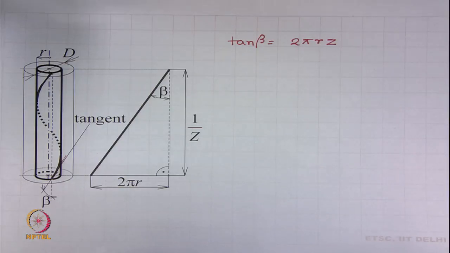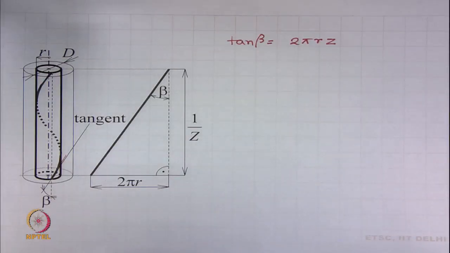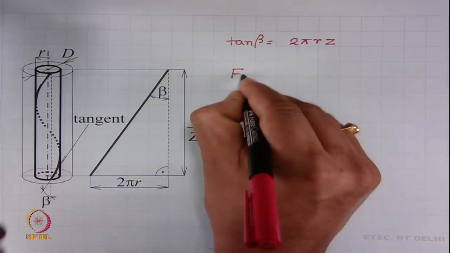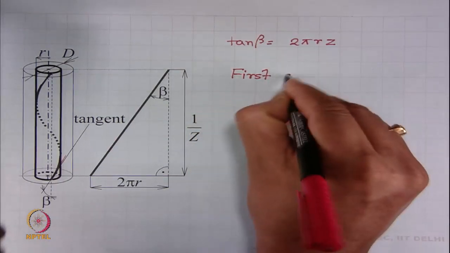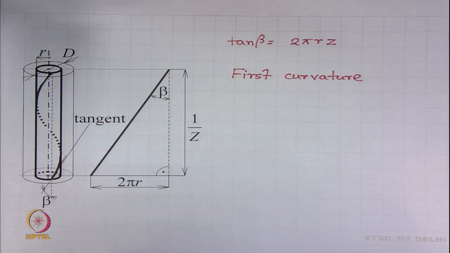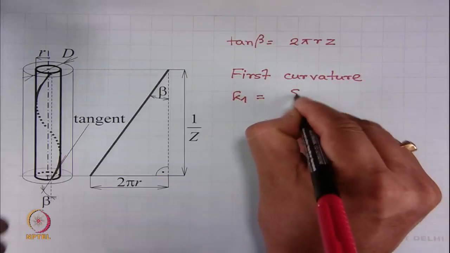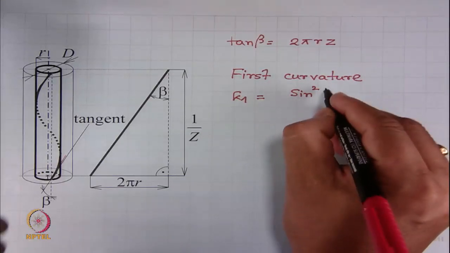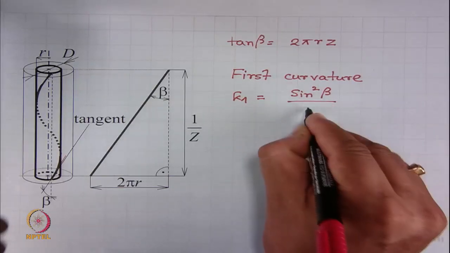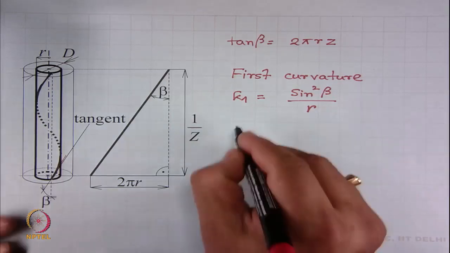Now, this fiber trajectory is basically a curve. So, what will be the first curvature? We know from simple mechanics, the first curvature K1 is equal to sin square beta by radius r, right. Then what will be the radius of curvature?